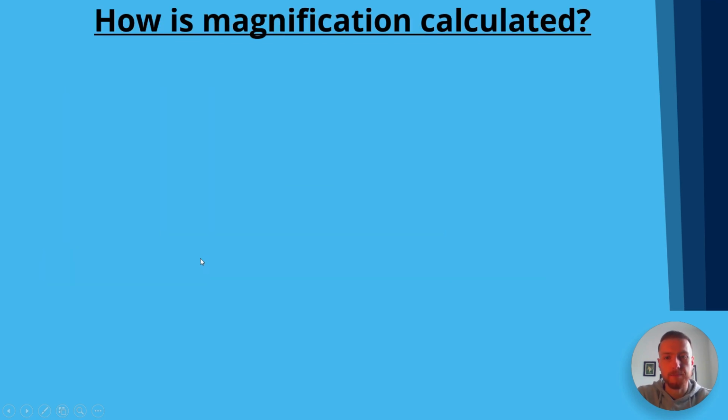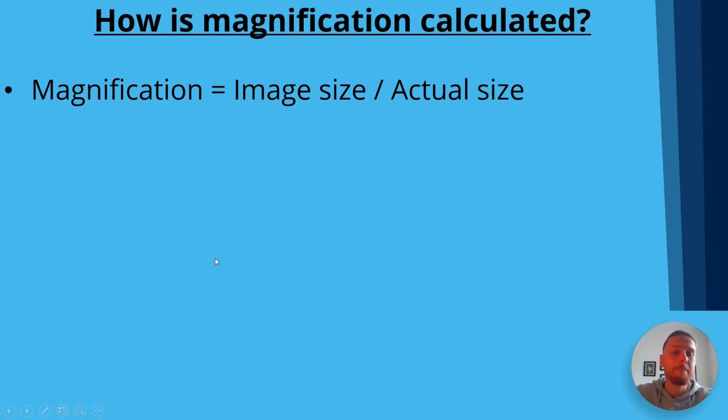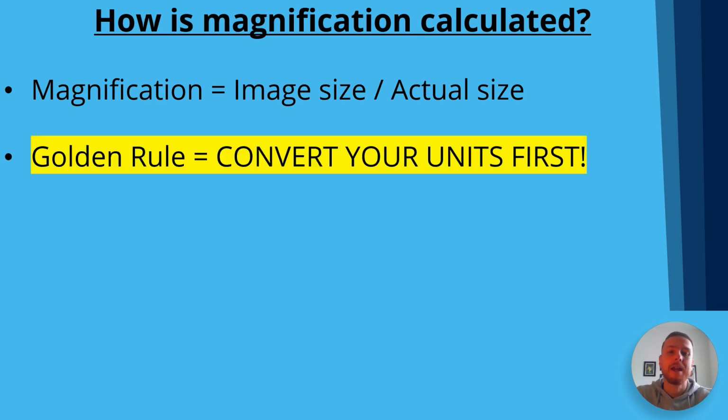So how is magnification calculated then? Well, magnification equals image size divided by actual size. So that's an equation you need to memorize. Now, the golden rule before you do any magnification calculations is to make sure you've converted your units first. So if the question asks for micrometers, make sure you calculate any measurements or convert any measurements into micrometers before you get into the equations.